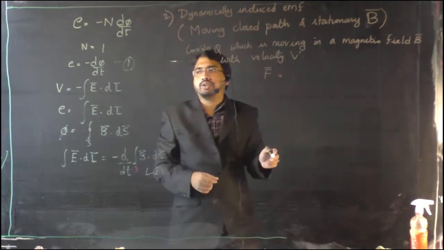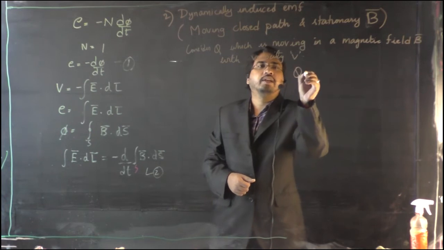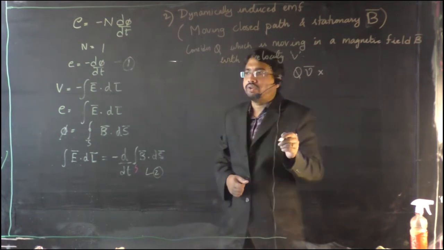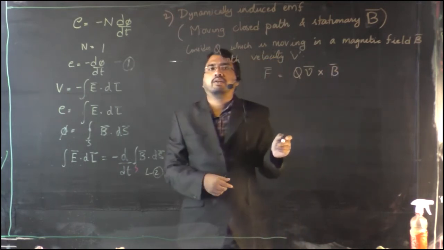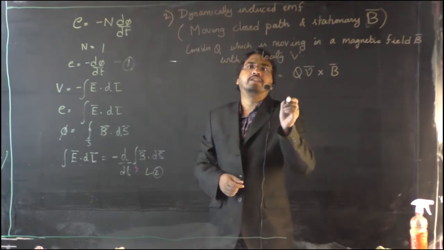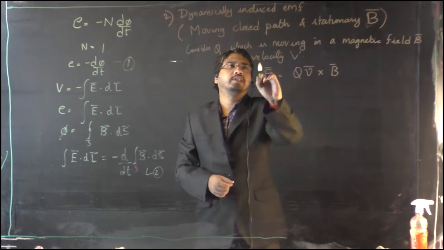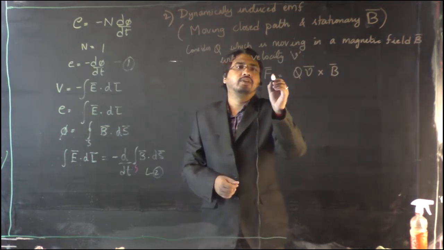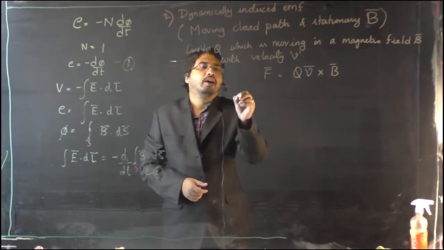Then the force experienced by your charge Q is given by Q V bar cross B bar. This is the force that we have already seen in your third unit. The force experienced by a charge Q moving in a magnetic field B bar with a velocity V is given by F bar equal to Q V bar cross B bar.